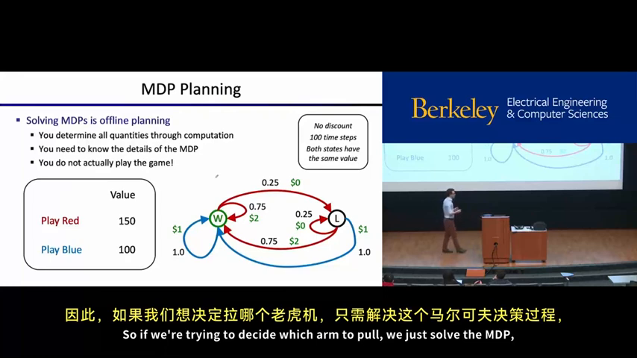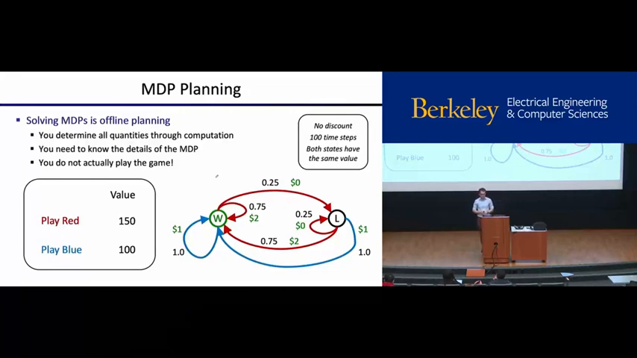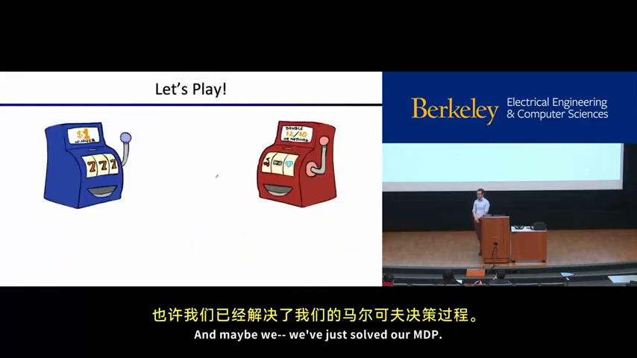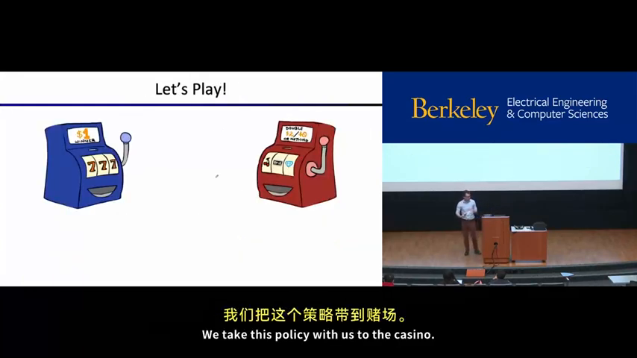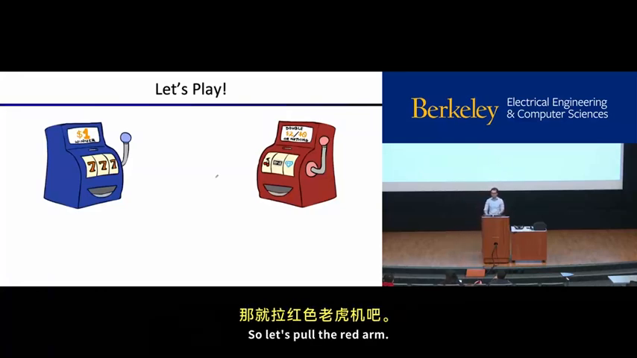So if we're trying to decide which arm to pull, we just solve the MDP, and then we pull that arm as many times as we can. Okay, so we could do that, and maybe we've just solved our MDP. We take this policy with us to the casino, and we see these two, and we know what to do because we've already calculated it in advance. So we're just going to pull the red arm. So let's pull the red arm.